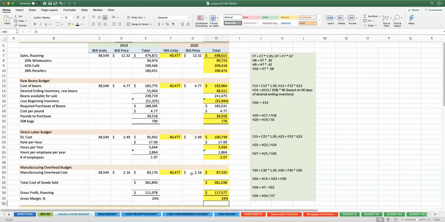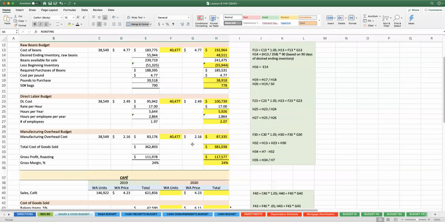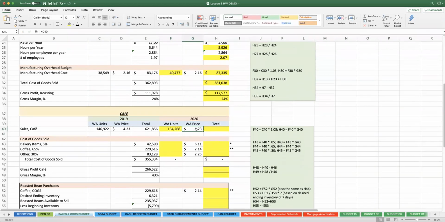Okay, so we've got the roasting part done, right? Now we've got to do the cafe sales and cost of sales. We're still assuming a 5% increase here. These were the numbers from 2019 that you worked with in the last assignment, so just take that and times it by 1.05. This was your weighted average price. Remember, we're going to stay with the same prices we had before, so we just multiply across units times price to get total sales. And that jives with our 5% increase there.